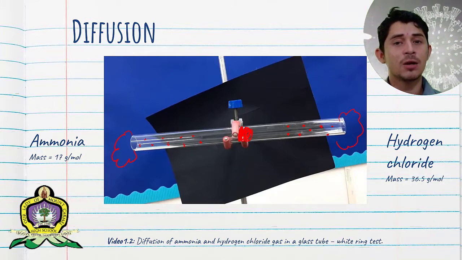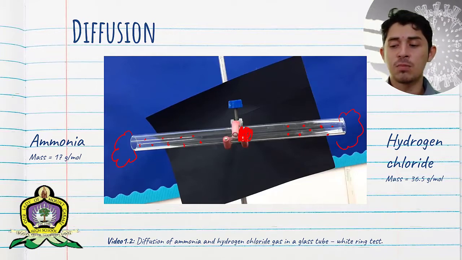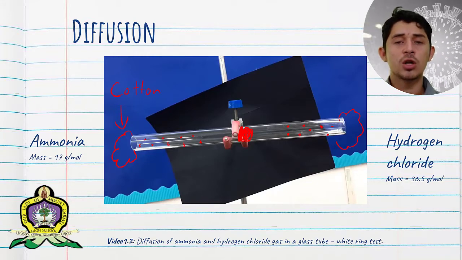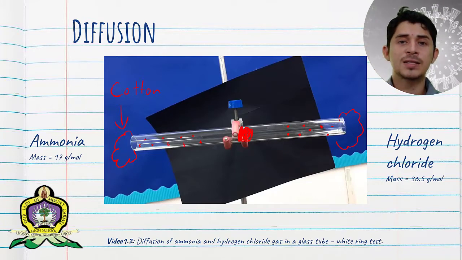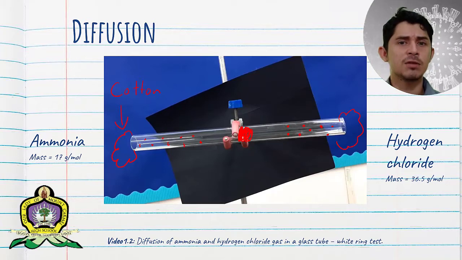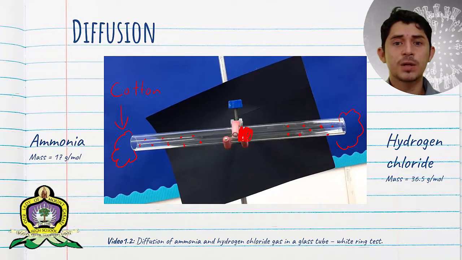When they chemically combine with each other, it shows that particles moved from the cotton. So there was a cotton, and from the cotton, they move towards the center and form a little salt ring. It will look like salt, literally table salt, and that would prove diffusion. This is one of the common experiments that is demonstrated in chemistry.